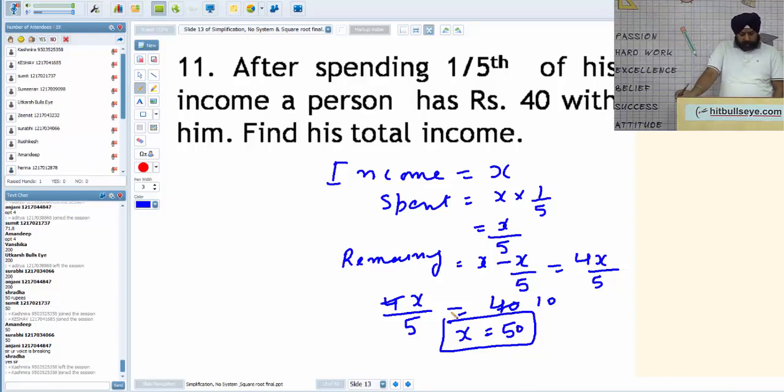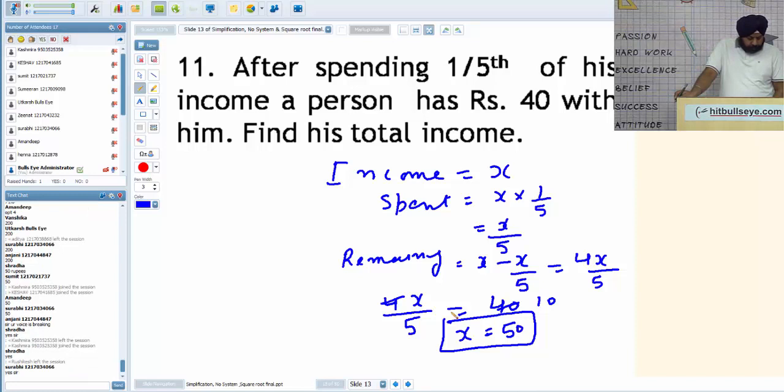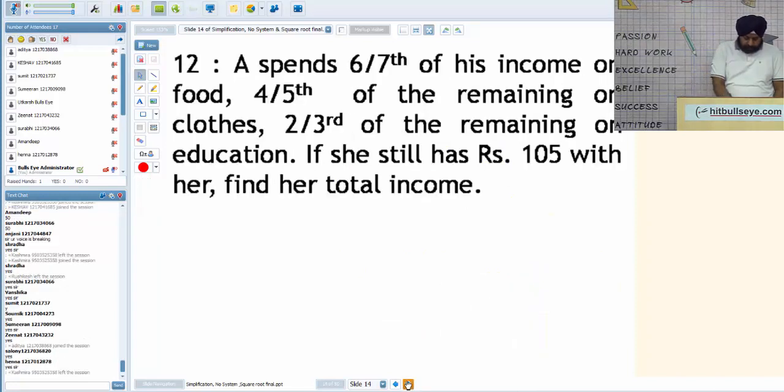Okay. So I hope you understand this concept. It's not 1/5 that is equal to 40. It's 4/5 of something that is equal to 40. I hope you understand this question. May I proceed? Okay, I move on to the next question. I'll give you a minute for solving it.